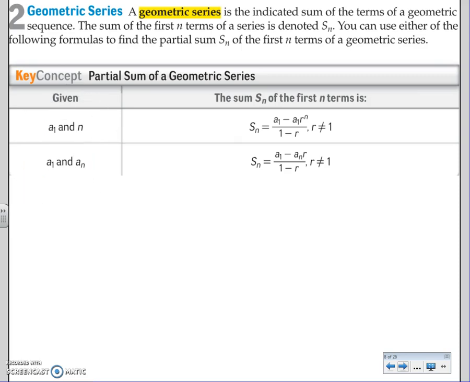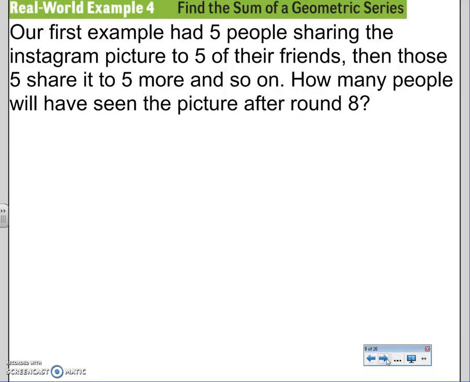Alright. Or you can just always use one by just finding the thing that's missing. Alright, so find the sum of a geometric series. Our first example had 5 people sharing the Instagram picture with 5 of their friends, who shared it with 5 of their friends, and then 5 more, and so on. How many people have seen it after round 8? We earlier answered how many people were sharing on round 8, but how many people looked at it total?